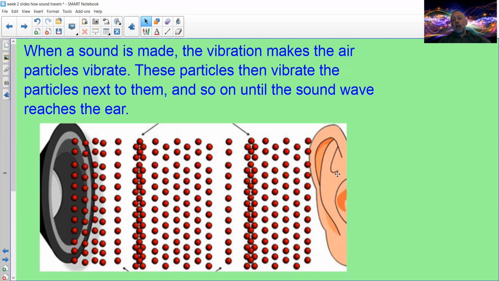And then it goes into the ear, but we'll be studying that later on. So I won't tell you exactly what happens in the ear. But the particles are moving back and forward, but they're not flying into the ear. They stay more or less where they are. It's just that they vibrate, they move back and forward in a special pattern, and they knock the ones next to them and knock the ones next to them like that.